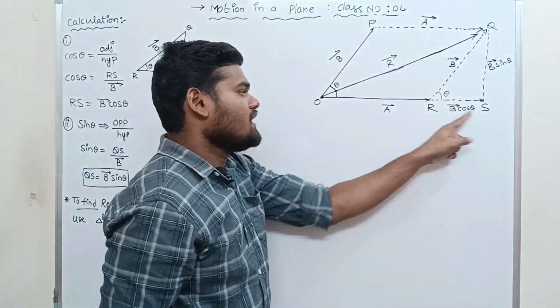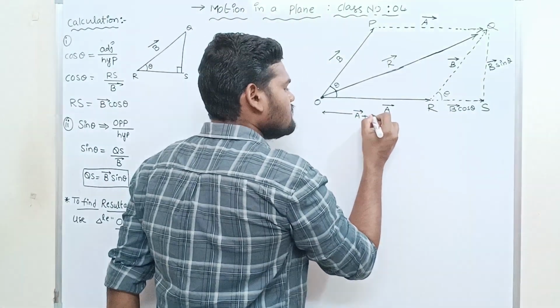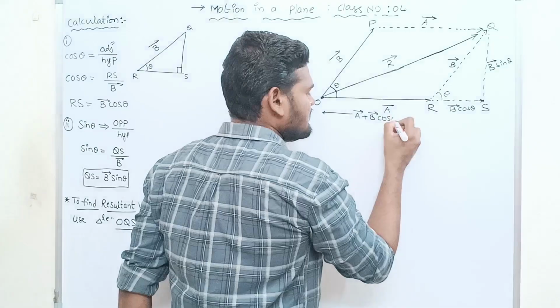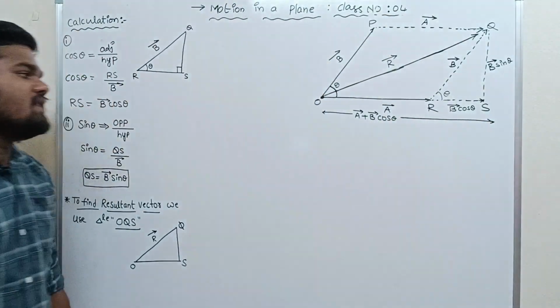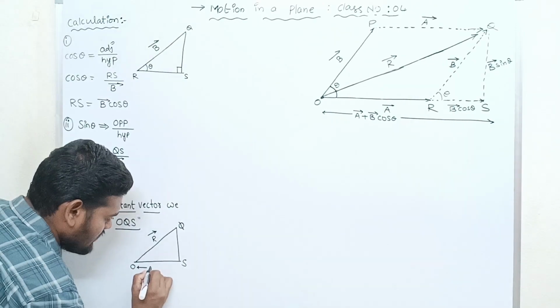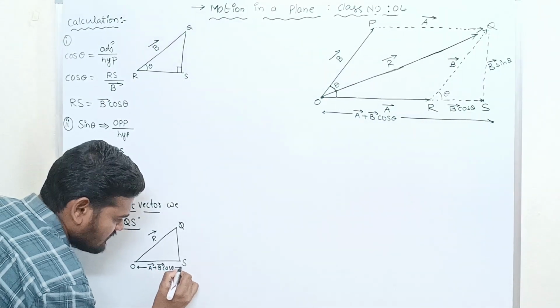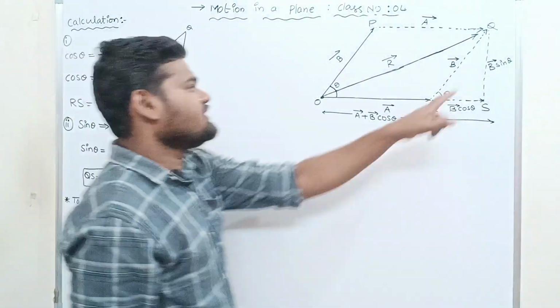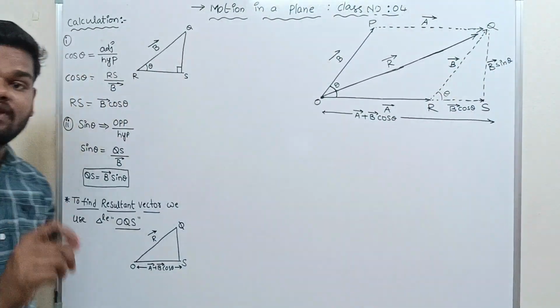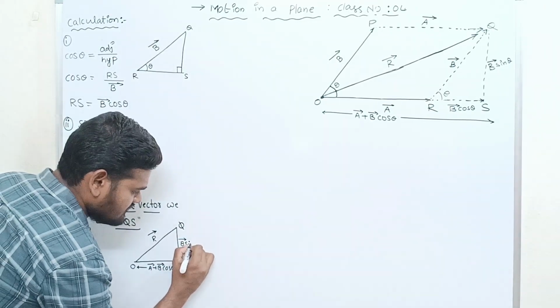From here to here, b bar cos theta. Then the length of the total side is A bar plus b bar cos theta. So OS is equals to A bar plus b bar cos theta. Now, QS. What is QS? QS is equals to b bar sin theta.